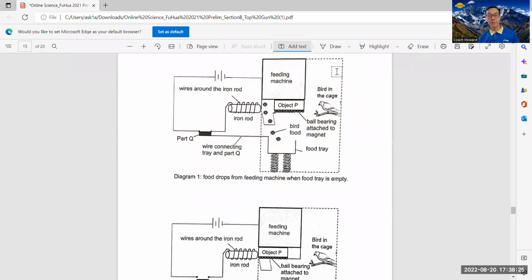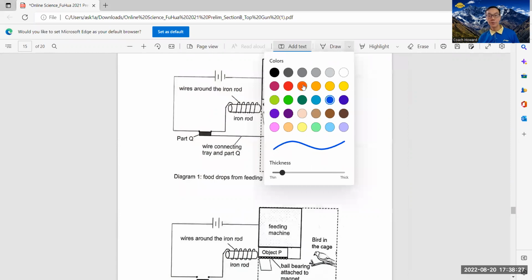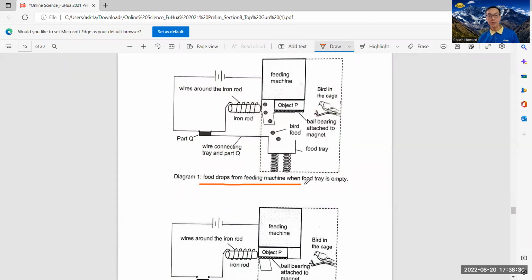This one, diagram 1, shows that the food drops from the feeding machine when the tray is empty. So you see here, you annotate this one. This is the battery, the power source here, and this is an iron rod. So once you see this, it must trigger your thought that this is an electromagnet. So when the tray is empty, the spring will spring up, correct?